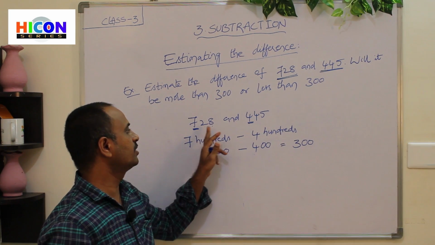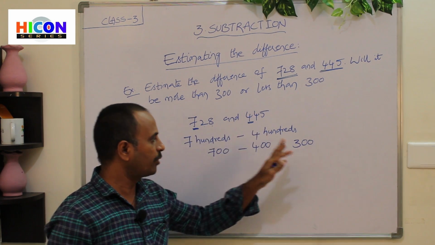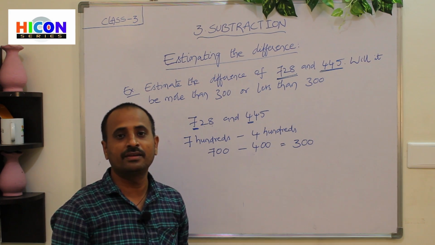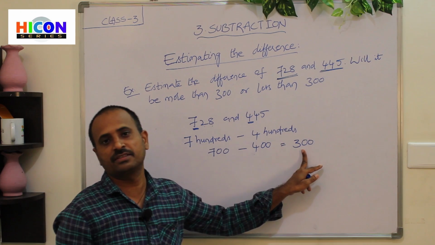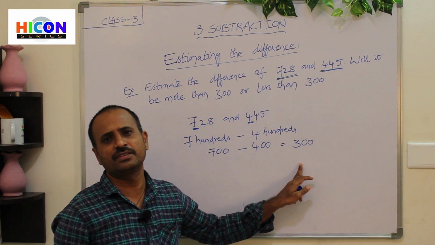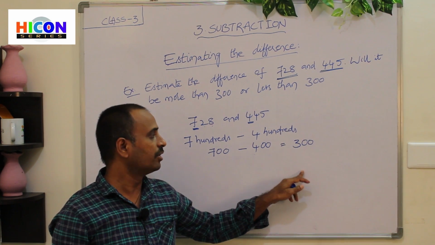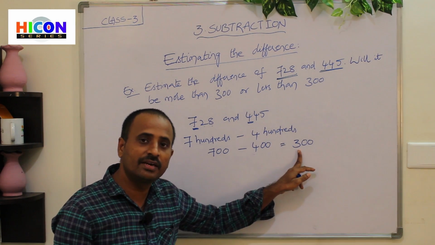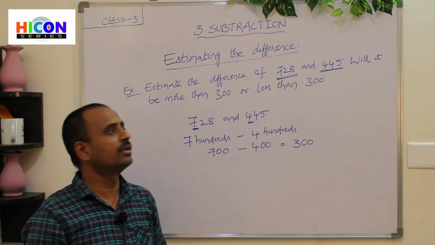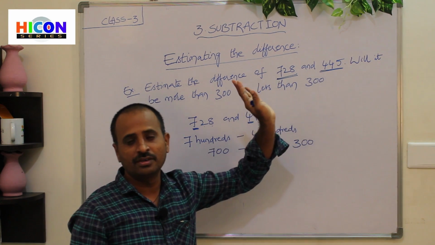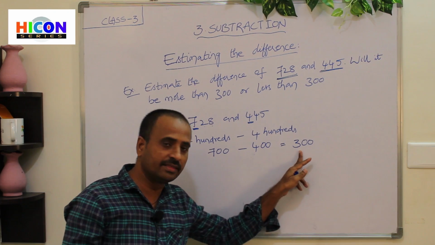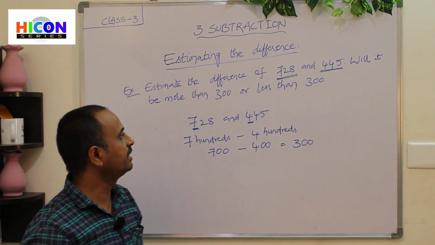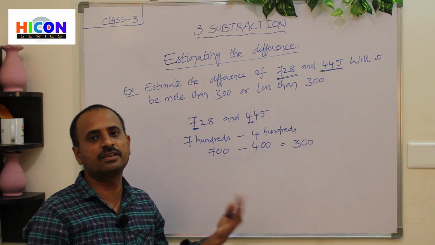So the difference of the two numbers will be approximately or nearer to 300. But it is not the actual difference. So it is not the correct difference. Now we have to compare whether the difference will be more than 300 or less than 300. If we do the actual subtraction, the answer will be more than 300 or less than 300. So how can we compare?